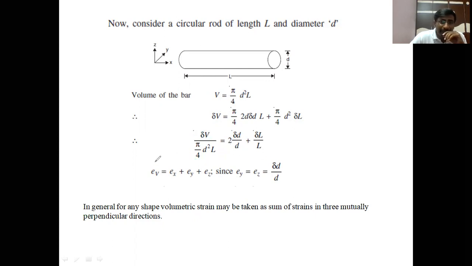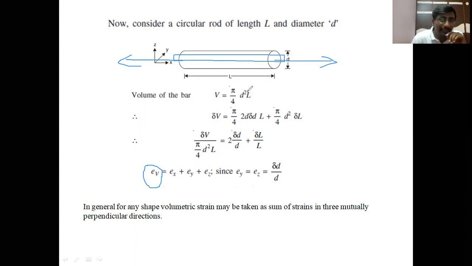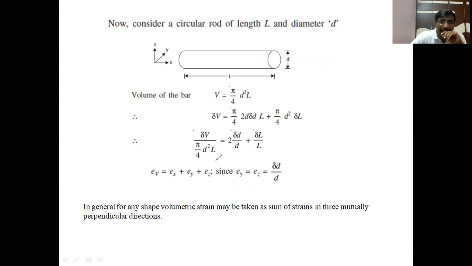Clear? So delta V by V is the volumetric strain of this rod by applying the load on this member. If we apply the load on this member, its length increases and diameter decreases like this. The rod becomes like this. If we apply the tensile load on that member, the diameter, that is the lateral dimension, will decrease and the linear dimension, length, increases. So how much the volume of that member is changing is represented by volumetric strain. Volumetric strain is equal to, from this equation, 2 into delta D by D.